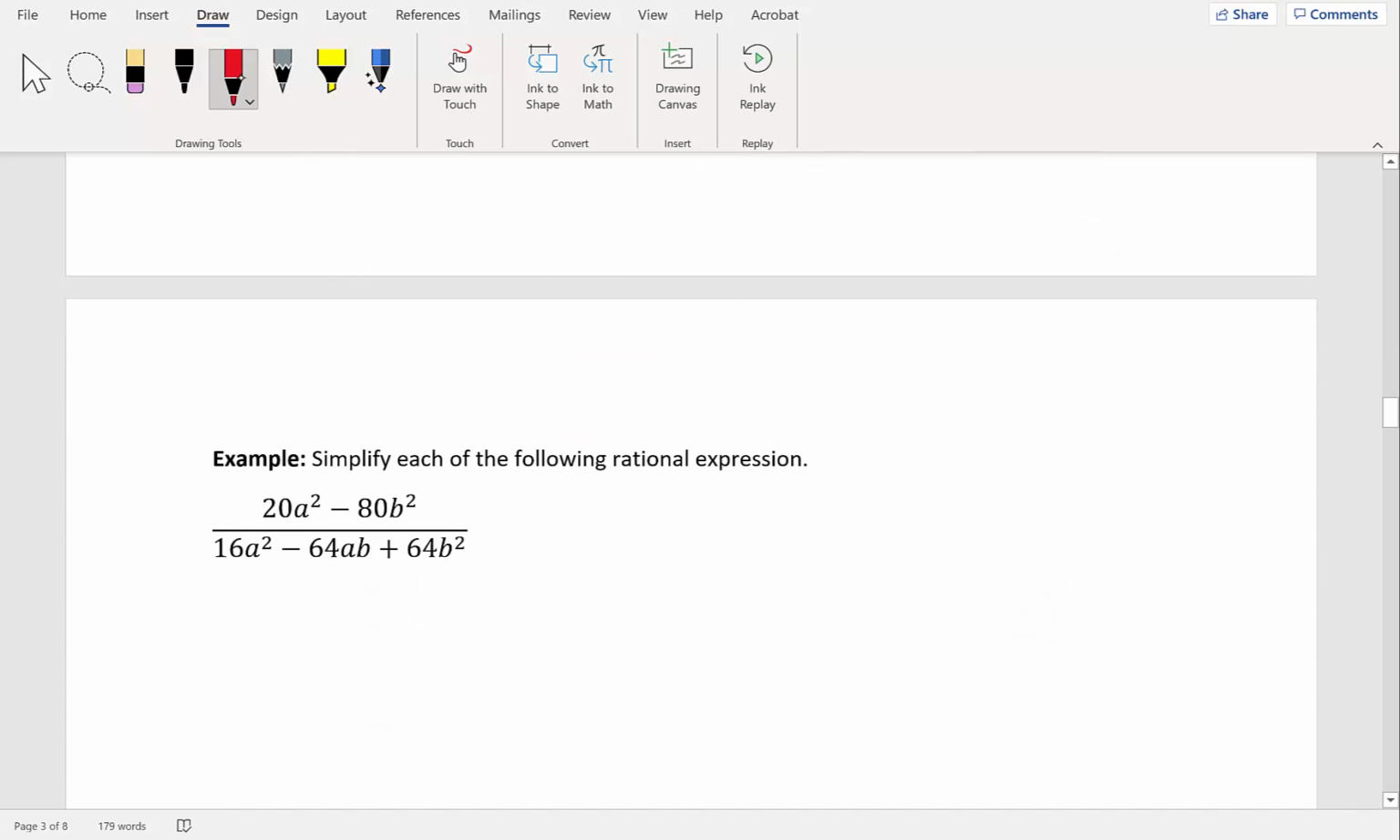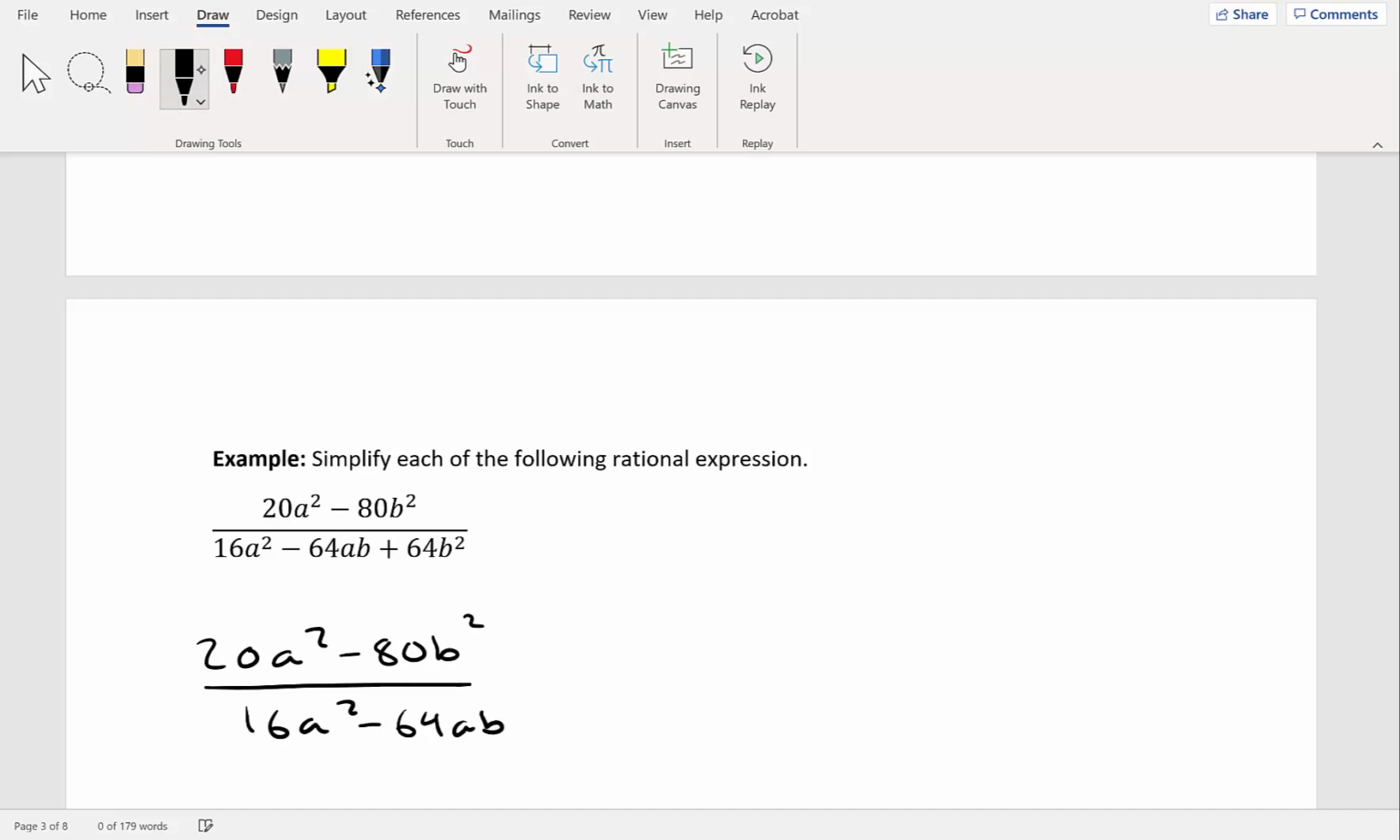Let's take a look at this next one. We have 20a squared minus 80b squared all over 16a squared minus 64ab plus 64b squared. Remember, when you're factoring, always look for a GCF in the beginning. In the numerator, I see that they have a GCF of 20. So I'm going to factor out that 20. I'm left with a squared minus 4b squared.